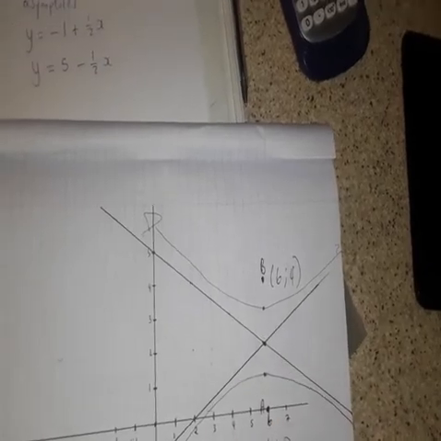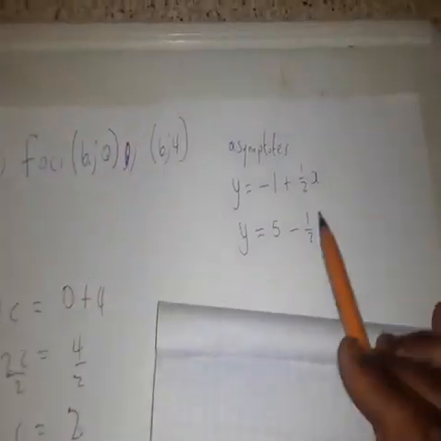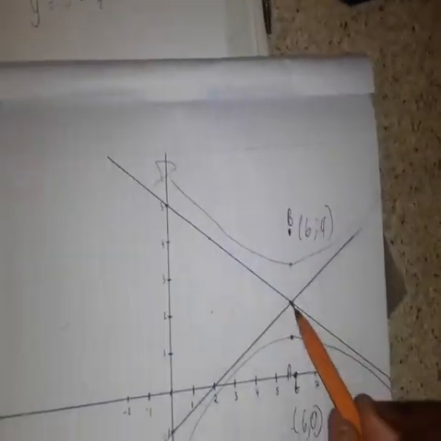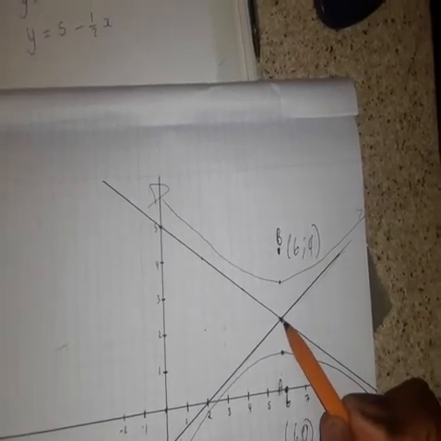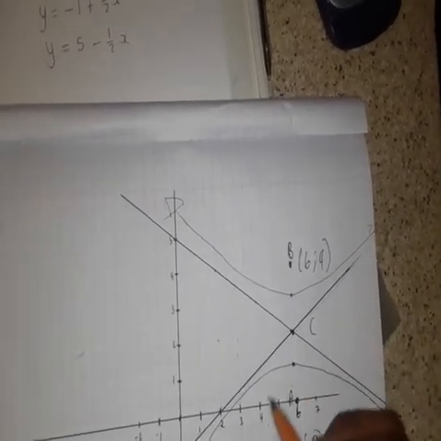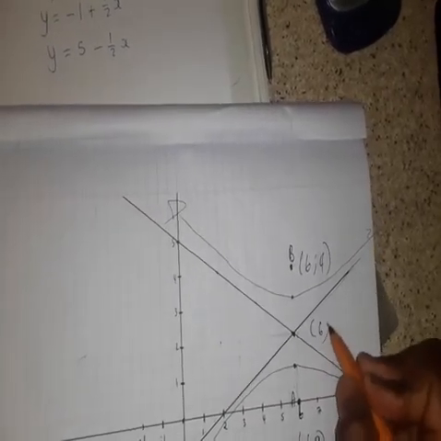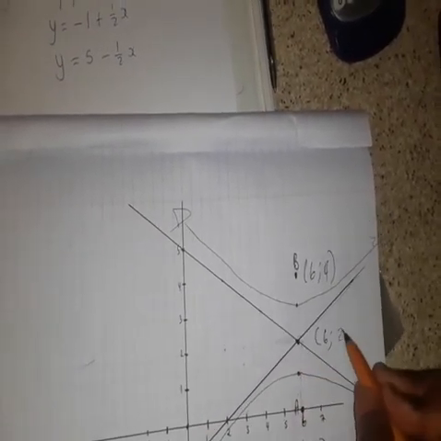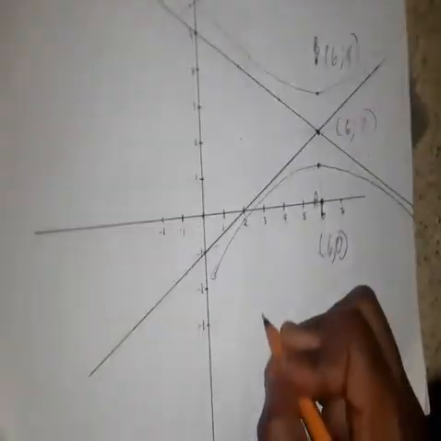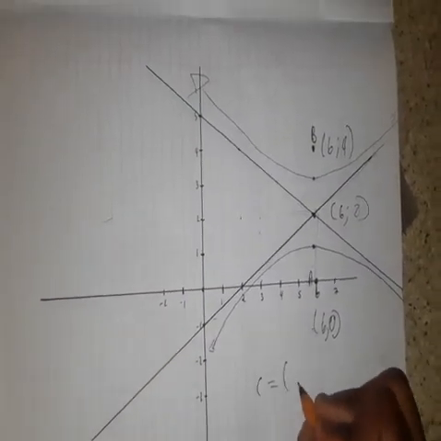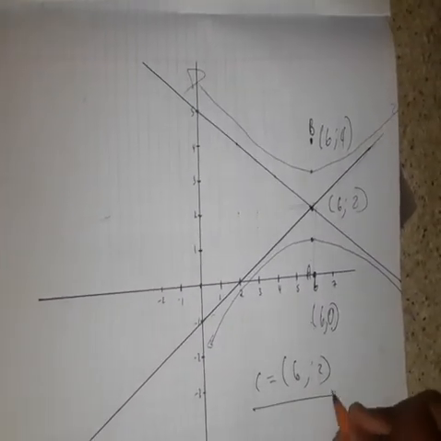Then I drew the asymptotes which we were given. I drew this and they give me this, and this is the center, you see, of the asymptote. This is the intersection of the asymptote, which is what? It's still 6 here, but it's 2 there. The center is (6, 2). This is the center, not the c.